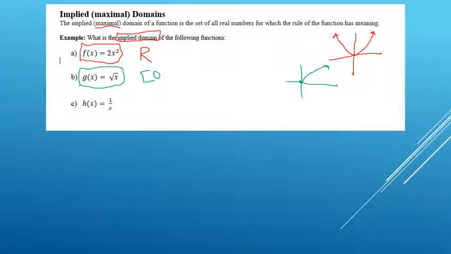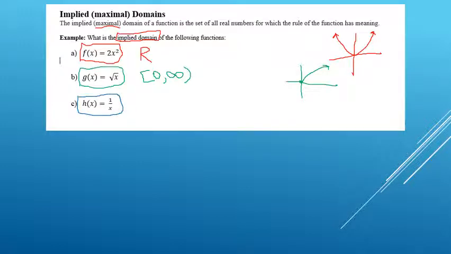because I can have the square root of 0 and anything bigger than 0. So in interval notation we say that's 0 to infinity with a square bracket at 0 and a round bracket at infinity. That's the implied domain. That's the maximal domain. I can put any one of those numbers into the rule g of x equals root x.